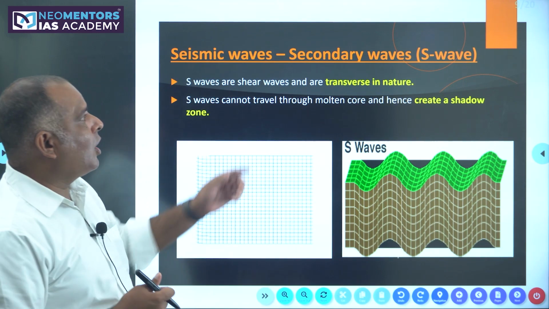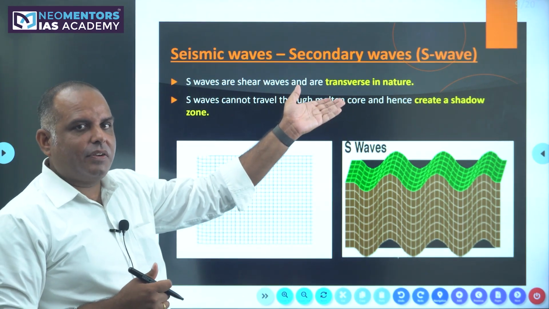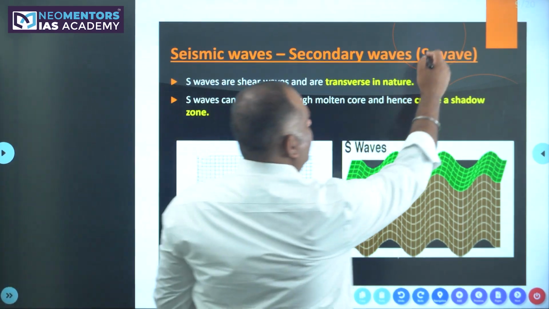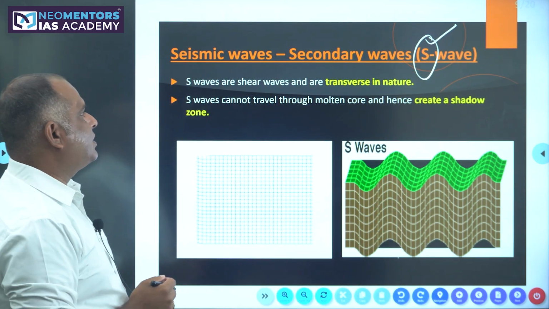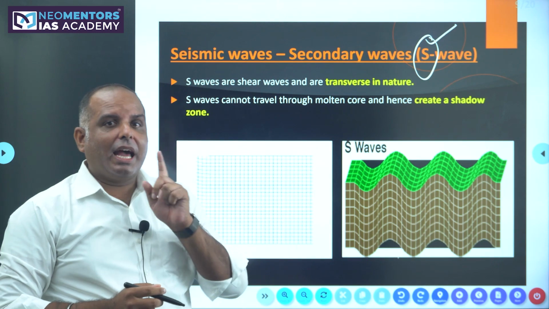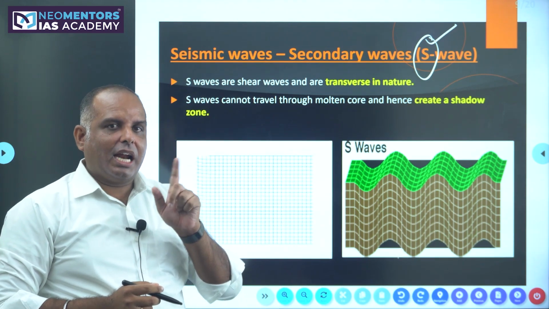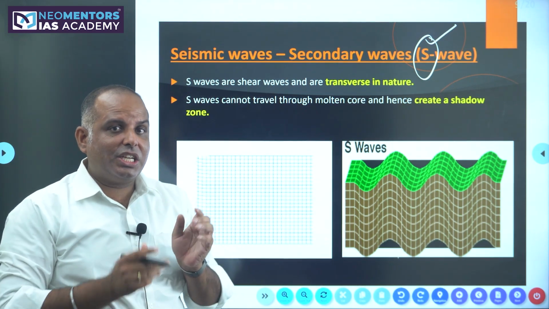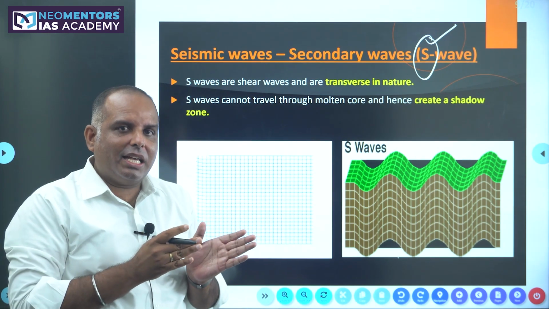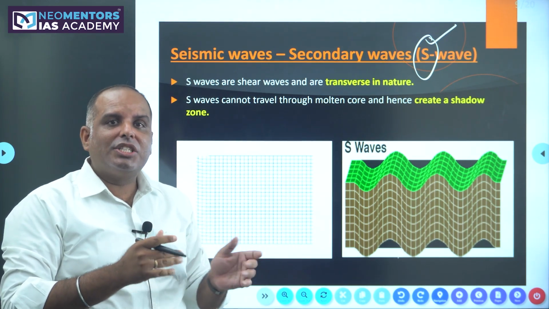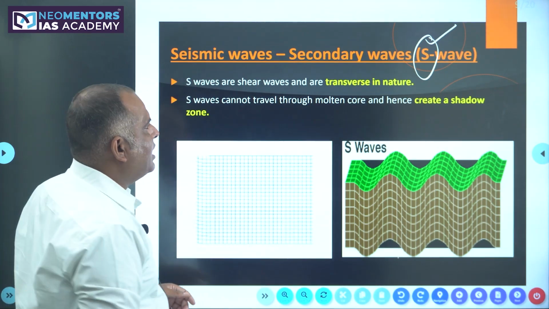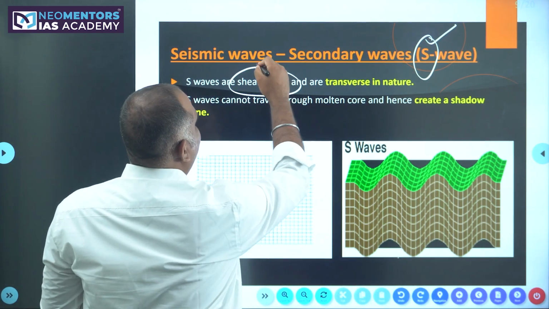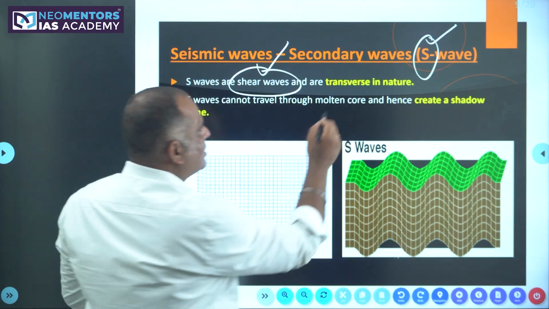Now, what are secondary waves? Secondary waves are actually denoted by S. S waves are secondary waves. Okay? They are of transverse nature. Transverse means, again we discussed one thing, there is a shear displacement. So any transverse waves are called shear waves also. So S waves are also transverse waves. Hence they are also shear waves. They are transverse in nature.